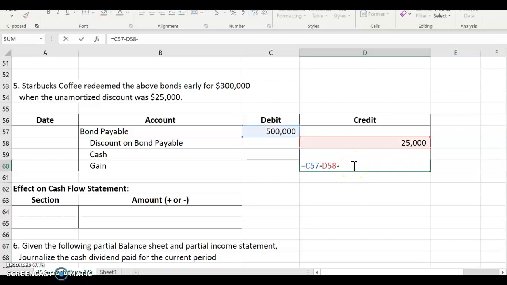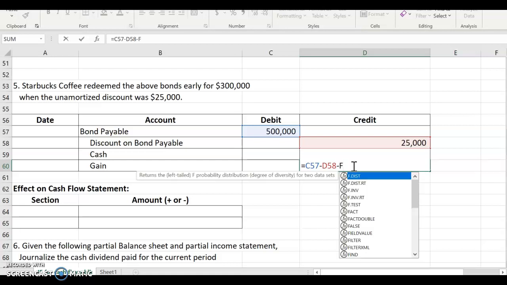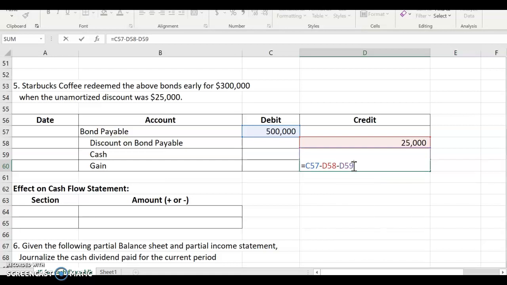That's D59. Okay, so $175,000 gain. That is a gain on the early redemption of bonds. Now, you could have calculated that by taking the carrying value and comparing it to the amount you had to pay. And that would have also told you that there was a gain on early redemption of a bond.